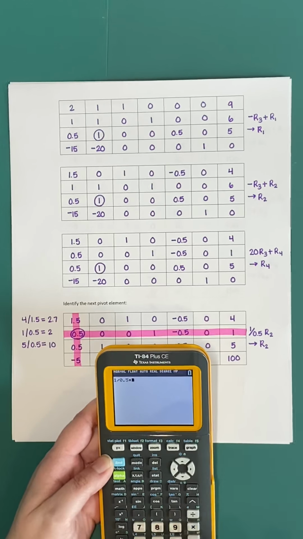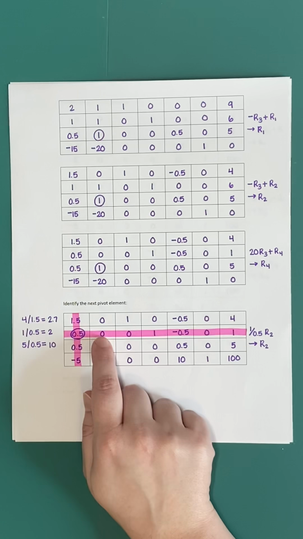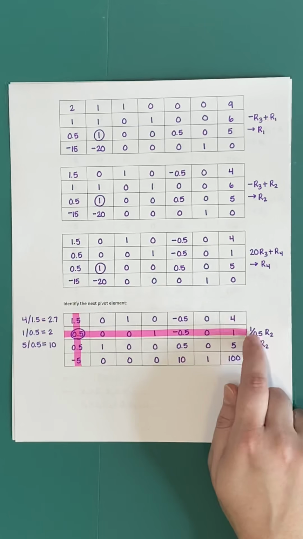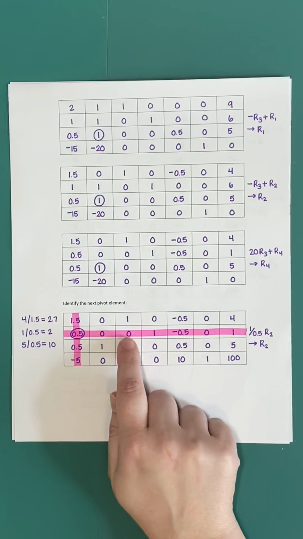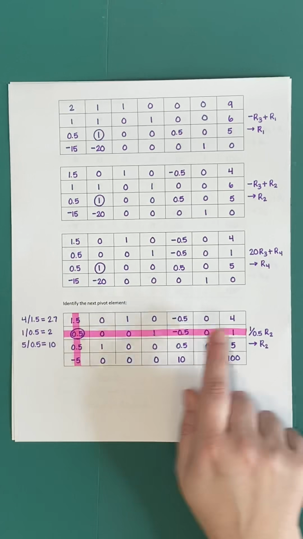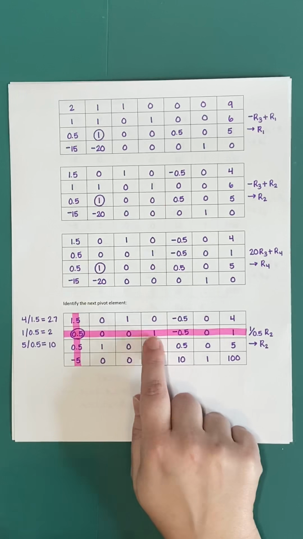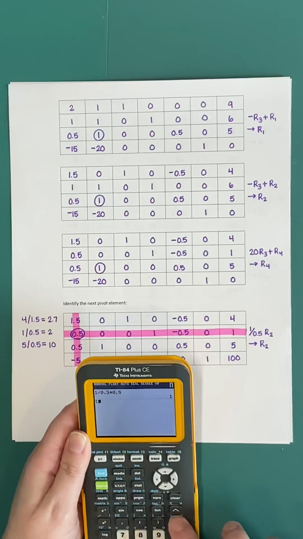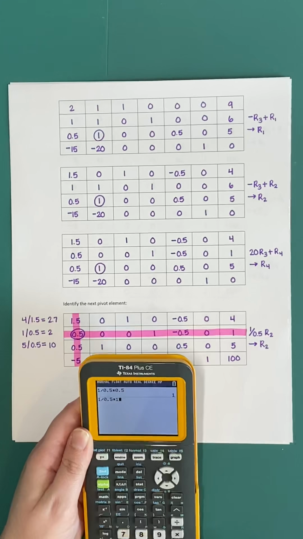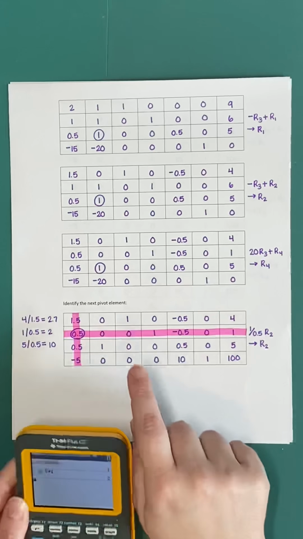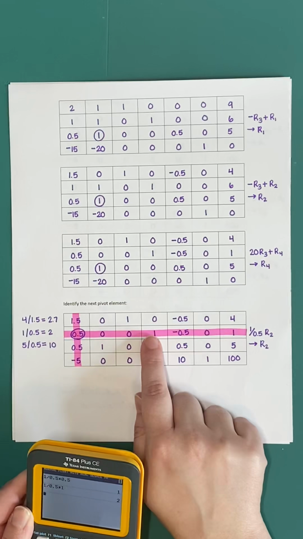Now the next one's 1 divided by 0.5 times 0. Well, anything times 0 is 0, so that's not going to change. That one will still be a 0 when we flip over and look at the next matrix. 1 divided by 0.5 times 0, again, is 0. 1 divided by 0.5 times 1 is going to be 2. So that next element is going to be a 2.